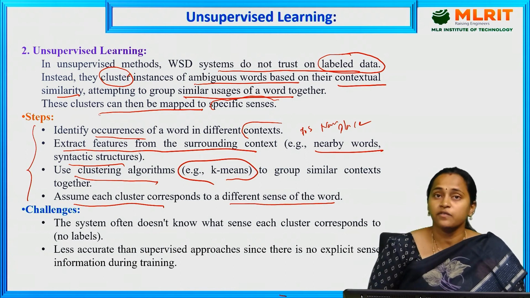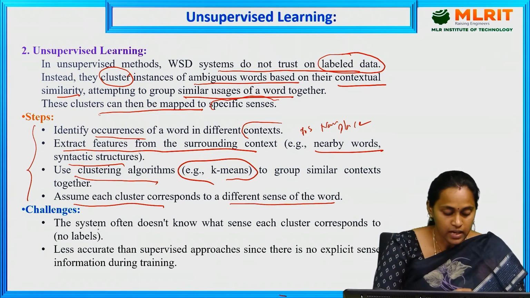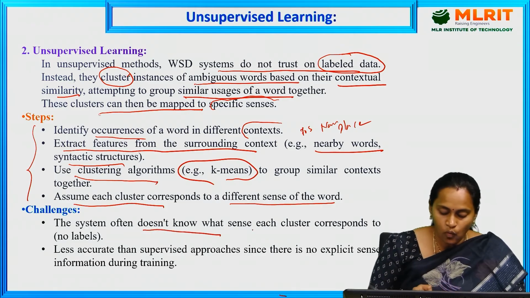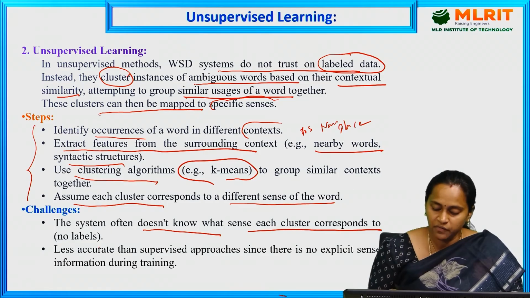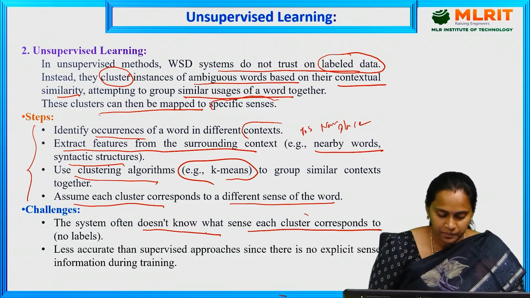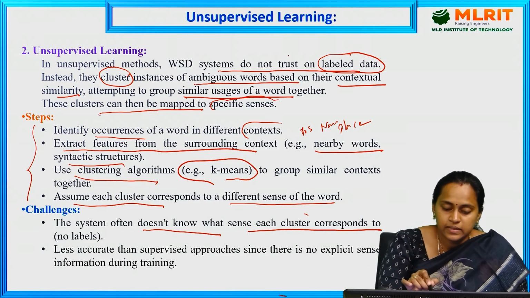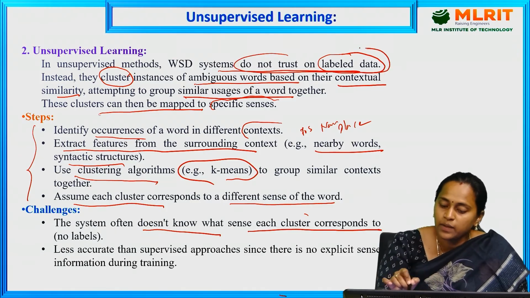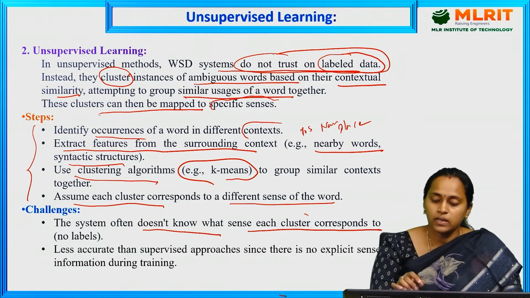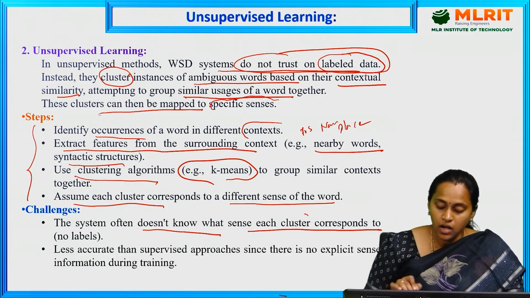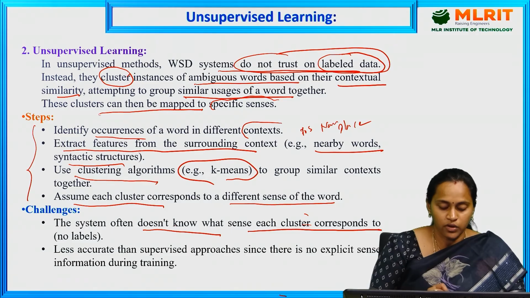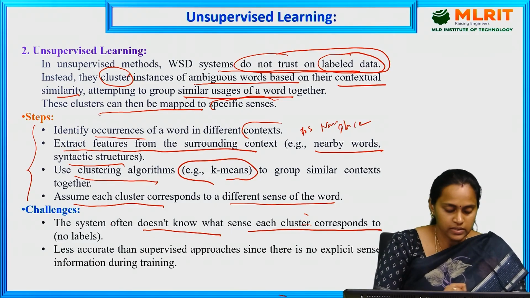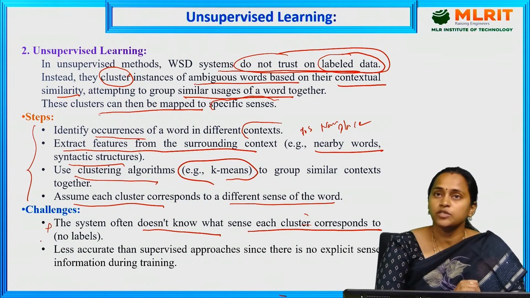Next, we are facing some challenges. The system often does not know what sense each cluster corresponds to. That means here we are facing one problem, right? Here the system does not trust the labeled data. Whenever we are not trusting the labeled data, the cluster corresponds to the sense, and we are out of sense. We cannot find out the sense of the word. This is one drawback in unsupervised learning.